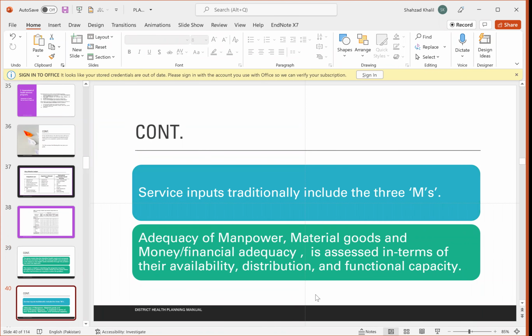Service input traditionally includes the 3 M's: manpower, material goods, and money. Financial adequacy is assessed in terms of availability, distribution, and functional capacity.